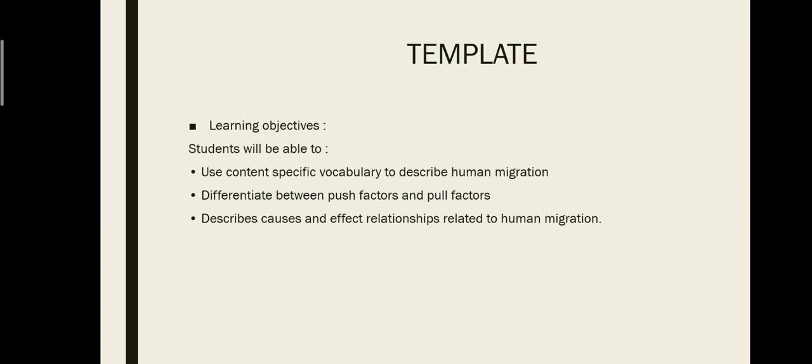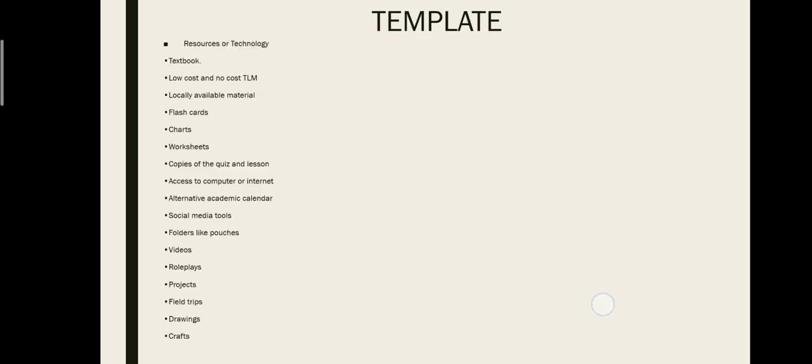Then we will go for learning objectives. Here I am giving the learning objectives particular to this lesson only. The students will be able to use content specific vocabulary to describe human migration. They differentiate between push factors and pull factors. They describe cause and effect relationships related to human migration.